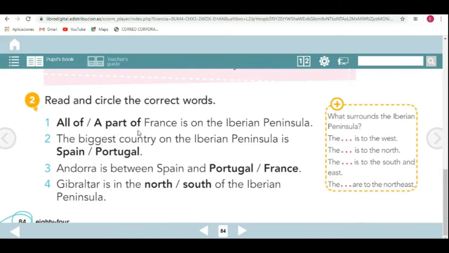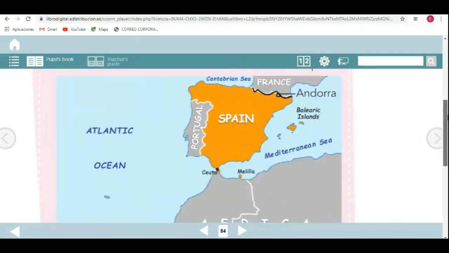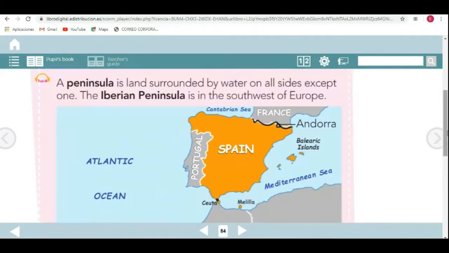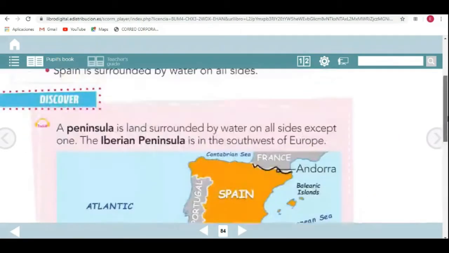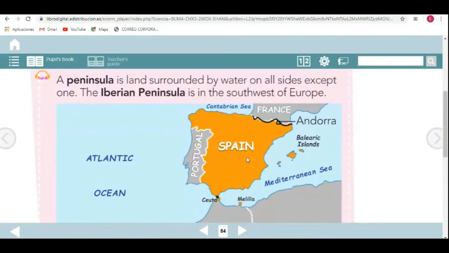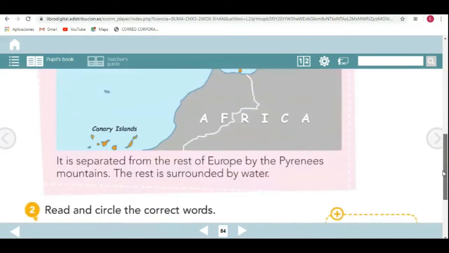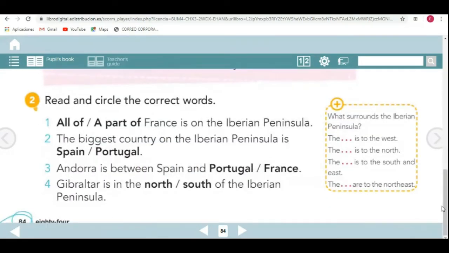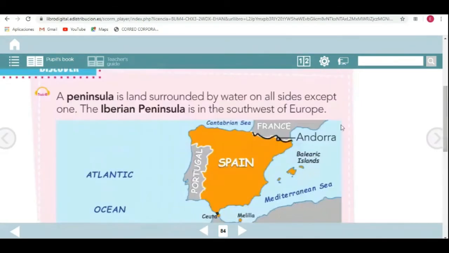Number 2, the biggest country on the Iberian Peninsula is Spain or Portugal. If you look at the map, you can see if the biggest country is Spain or the biggest country is Portugal in the Iberian Peninsula. Number 3, Andorra is between Spain and Portugal or France. Remember that Andorra is here, and so you have to circle if Andorra is between Spain and Portugal or between Spain and France.